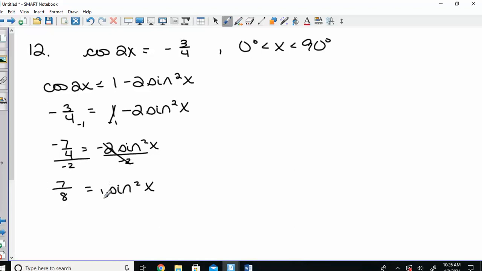To get rid of a square, we do square root, and with that plus and minus, so that's where your quadrant comes into play. In quadrant 1, we know it should be a positive. So I have the square root of 7 over the square root of 8. We could break that into a 4 and a 2, so it would be 2 radical 2. Get the radical off the bottom.